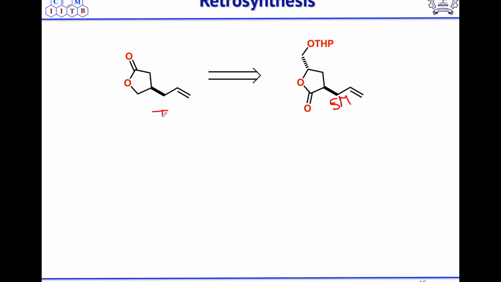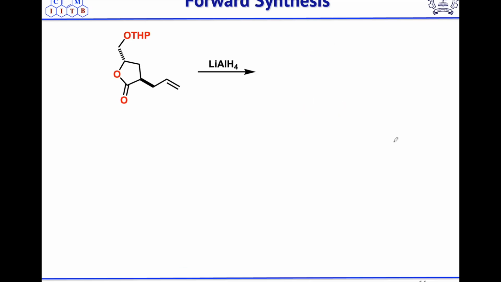And this is the target molecule. So how can we get it? We can think about the retrosynthetic plan. Forward synthesis, basically, we have to do.